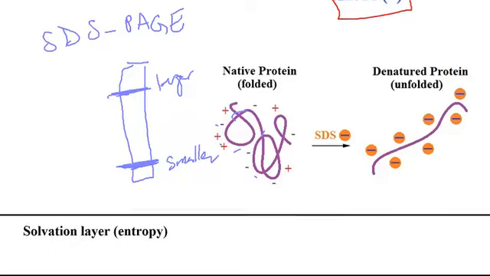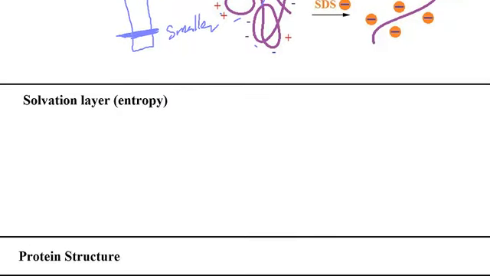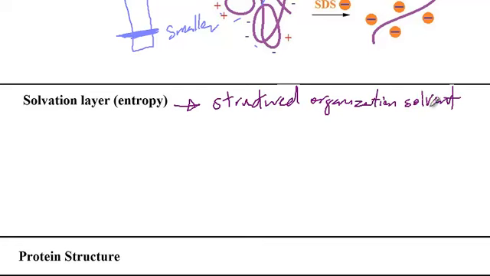The next concept that I would like to discuss with you is the solvation layer or entropy. Basically, the solvation layer is referred to as the structured organization of a solvent, like for instance water, that surrounds a solute molecule, like for instance a protein.